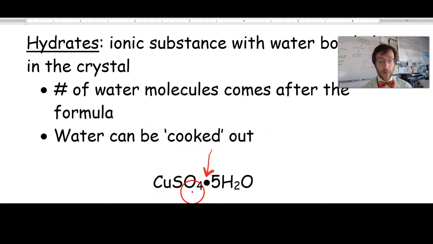So this is saying copper 2 sulfate pentahydrate. So that dot right here says that it's a hydrate, and there are 5 water molecules for every 1 copper 2 sulfate. Got it? Good. So again, the number of waters comes after the chemical formula, and this dot, that big black dot, is what indicates that it is a hydrate, and this is how many waters are stuck to this particular hydrate.